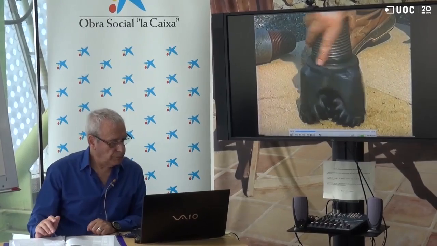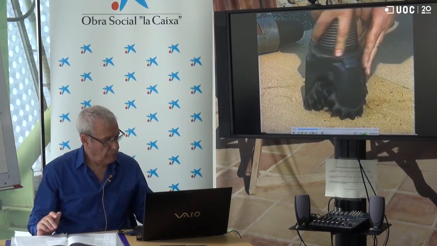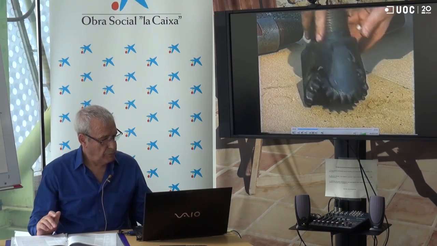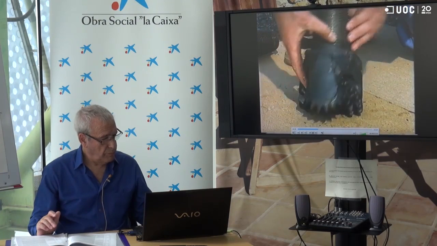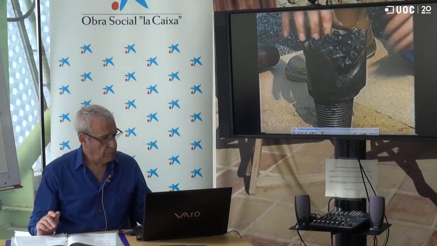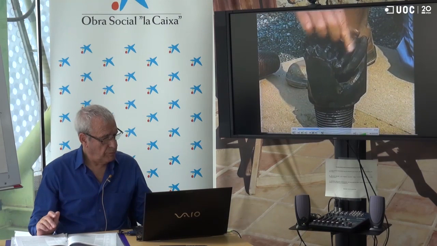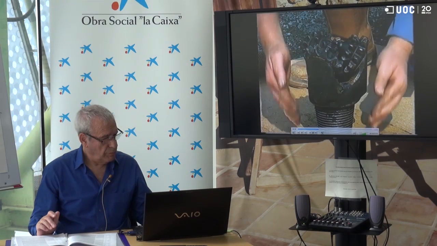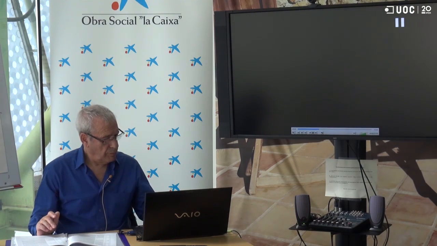As the bit is rotated at the bottom of the borehole, you can see these wheels rotate and crush the rock. The flush again is pushed down the center of the bit, comes out at the bottom here, and blasts away at the rollers, moving the cut material around the outside of the bit and up the borehole to the top.